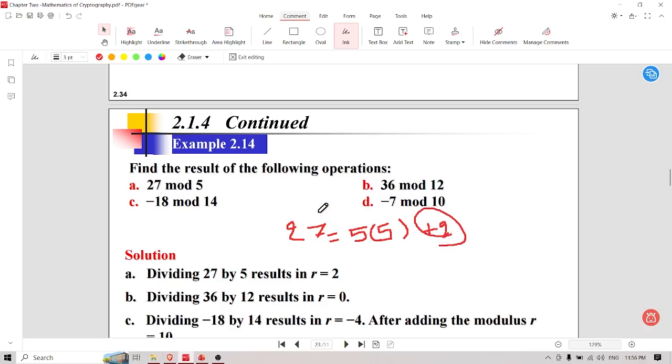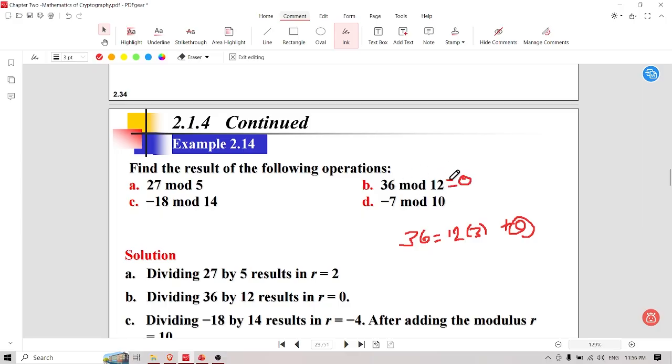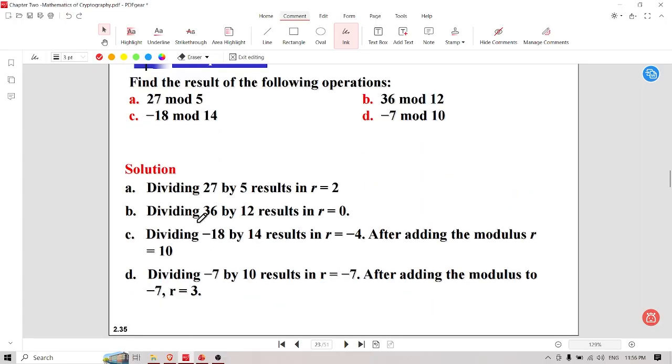Now this remainder would be the mod. This is how the remainder is found. Now 36 mod 12 would be 12 multiplied by something plus something. If we multiply by 3 we will get 36, so we will put this one as 0 and that remainder would be 0, and so on, as is also explained in here.